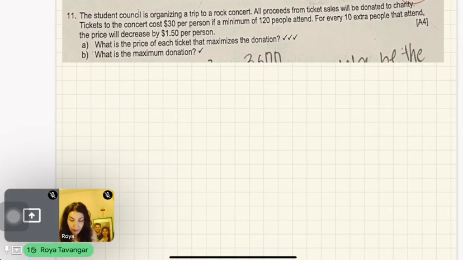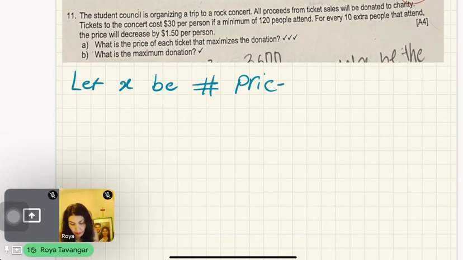Okay, so we use a let statement. Let x be the number of price decreases. Look at here, the number of price decreases.